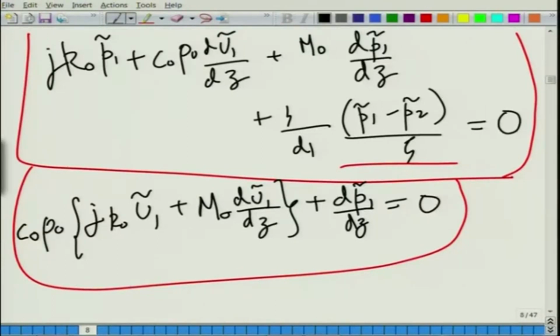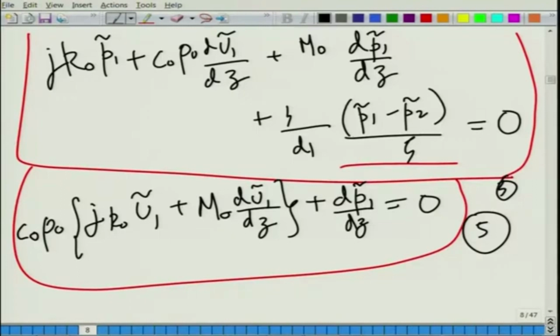We can do that, but there is one good thing about equations 4 and 5, which is that they are in the form of a coupled linear ODE. So, what are the variables in 4 and 5? P1, U1, okay, and P2 is of course there. As it turns out we have 3 variables, P1, P2 and U1.